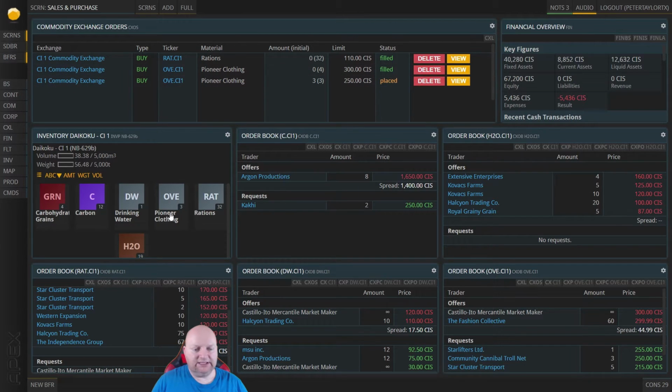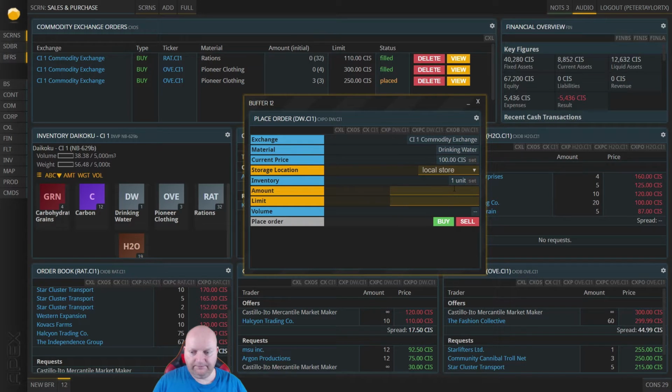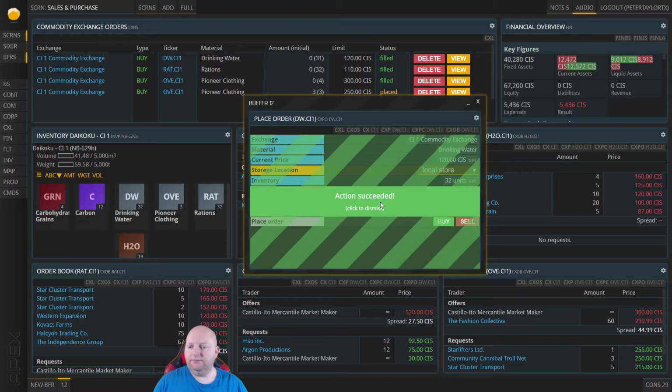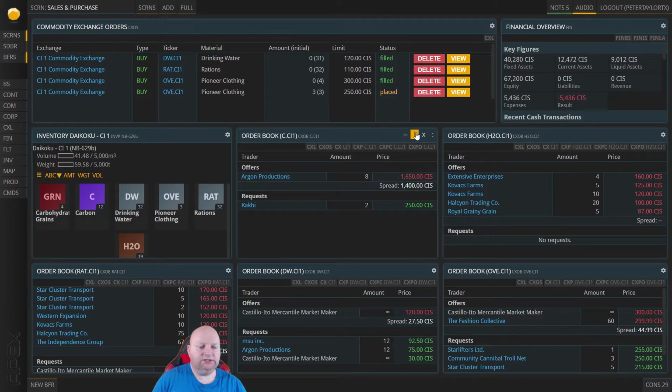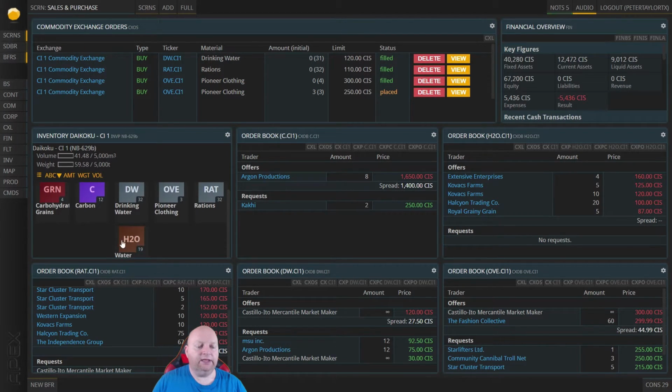They're being purchased, so that's in our stock now. And then finally we need to buy the drinking water, which we want 31 of. And the drinking water price is, well, we're going to have to buy at 120, unfortunately. Buy that. And there we go. So we should now be fully stocked: 32 rations, 32 drinking water, 3 pioneer clothing. That's our basic raw material for the people. The 19 water we have down here, that we are slowly slipping into, but we got loads of that earlier on from a really good deal, so that's been going good. And now the carbohydrate grains, which I didn't think we'd need to buy.